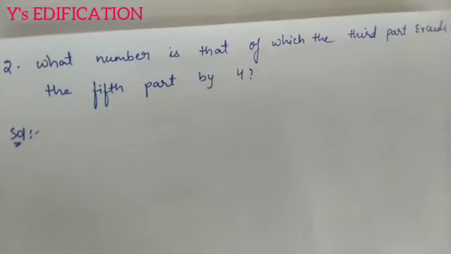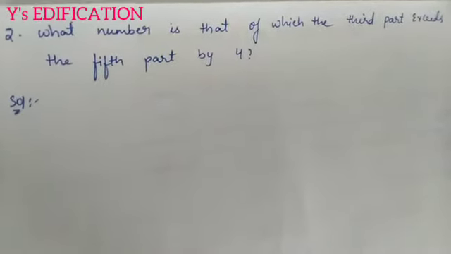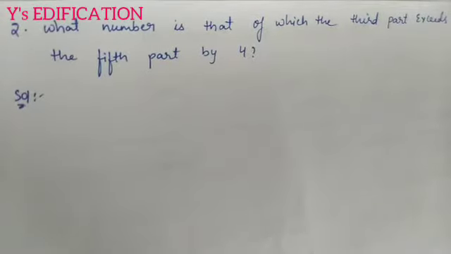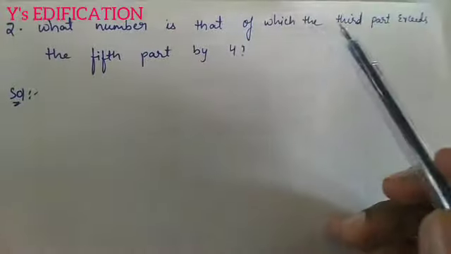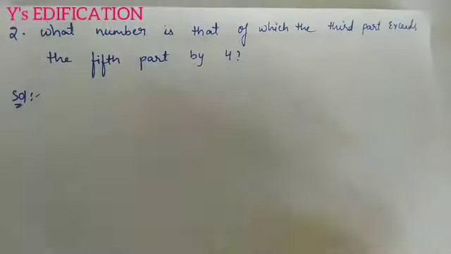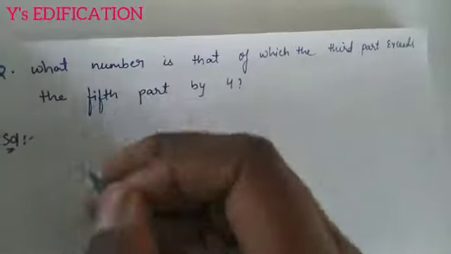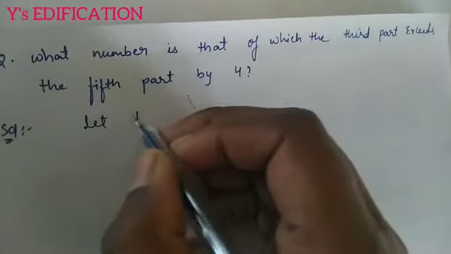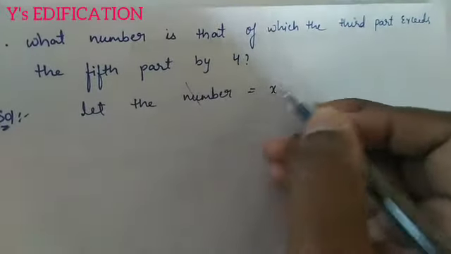Okay. Coming to the next question. What number is that of which the third part exceeds the fifth part by 4? Okay. What number is that of which the third part exceeds the fifth part by 4? They are asking what is the number. Okay. First we have to find out the number. We don't know the number. So let us take the number as x. Let the number is equal to x. Okay.